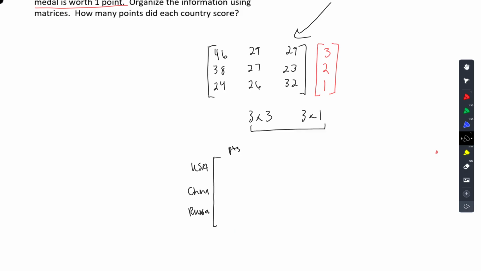So that's what I'm going to do, but it's going to take some time because I'm going to have to go 46 times 3, right? I do 46 times 3 plus 29 times 2 plus 29 times 1. So I go down the row, down the column. And then same thing with the other one. You would go 38 times 3 plus 27 times 2 plus 23 times 1. And then keep going.